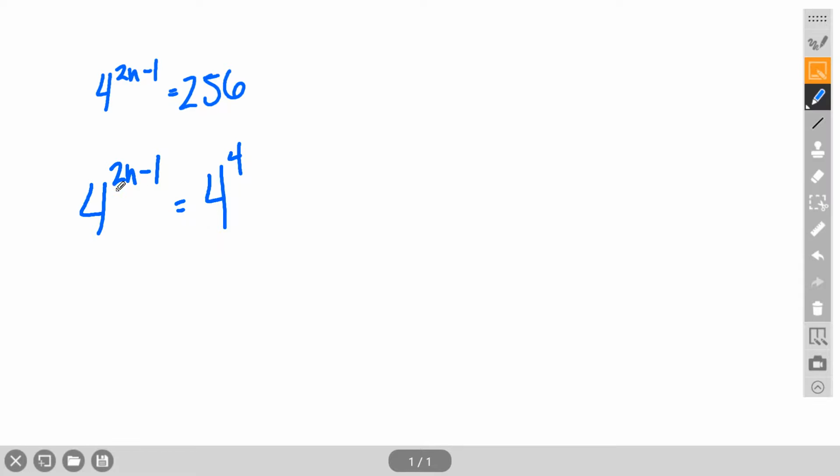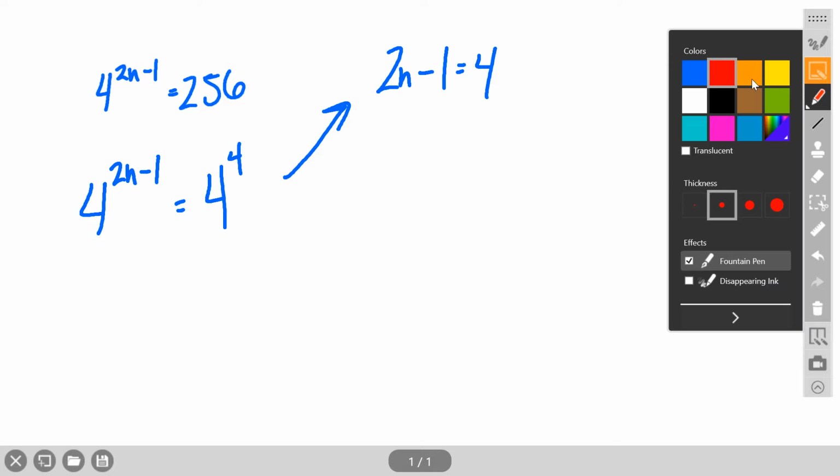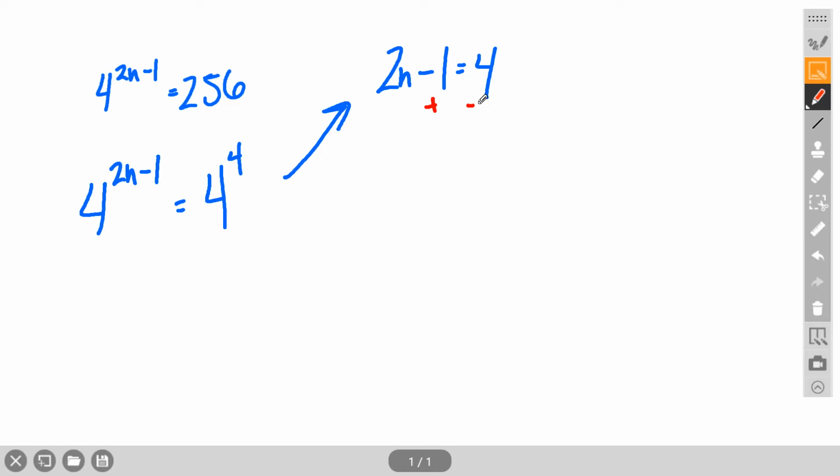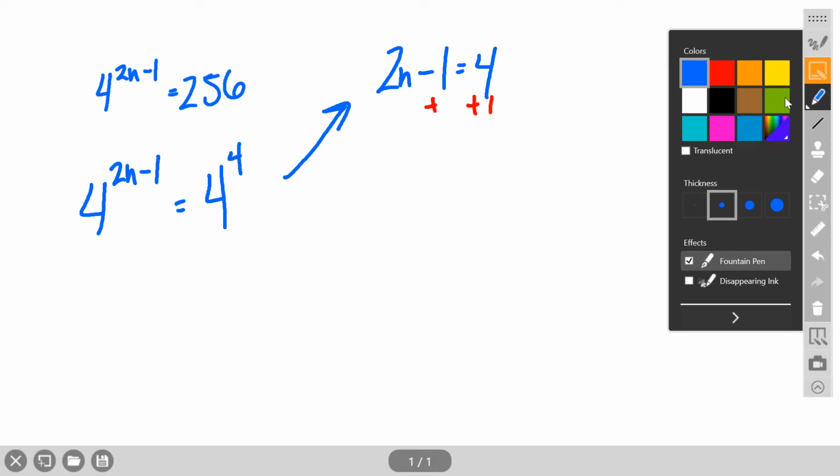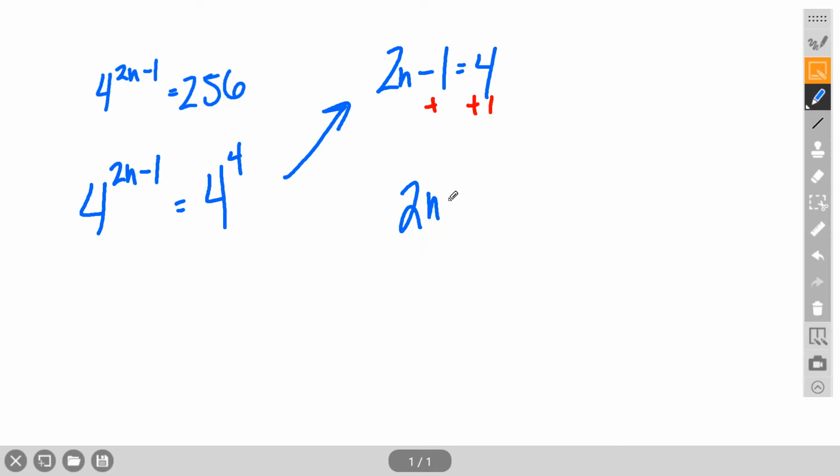Alright, so this is telling me that these exponents must be equal to each other for these two expressions to be equal to each other. So 2n minus 1 must be equal to 4. And then we can solve this. 2n equals 5. Divide by 2. So our solution is n equals 5 halves.